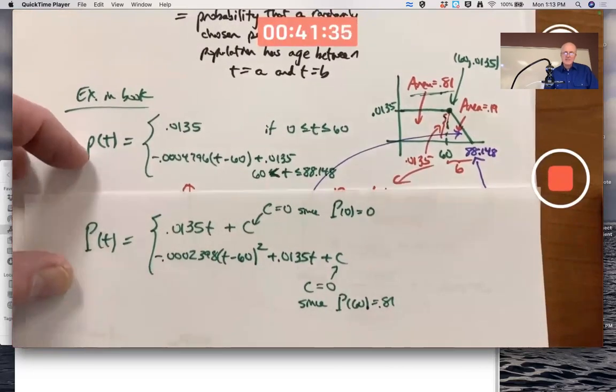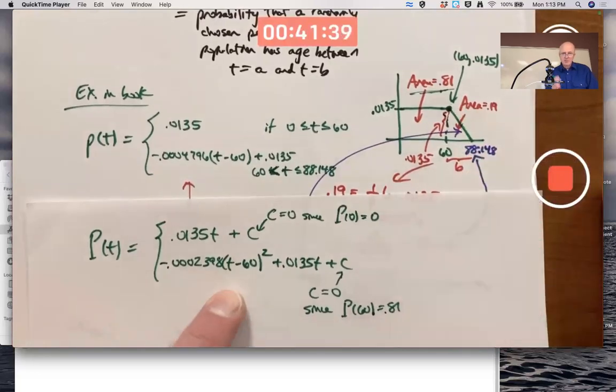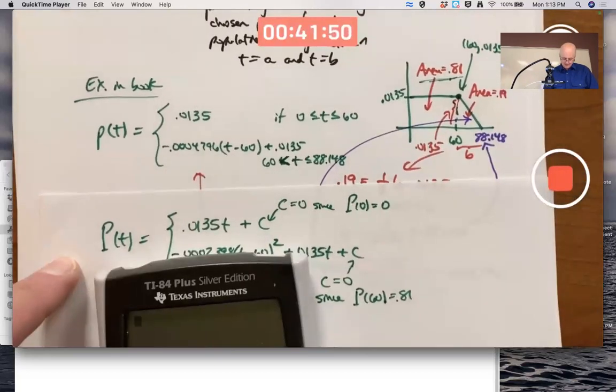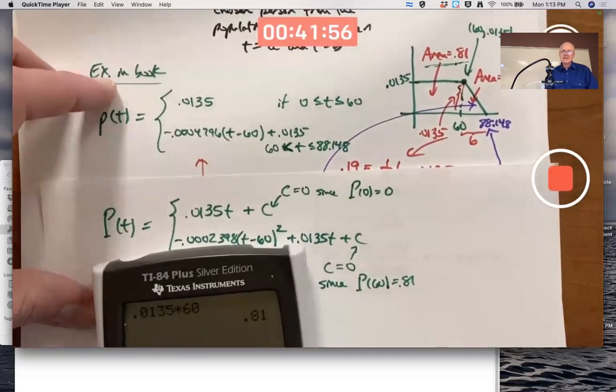Why did I pick 60? Well, partially because I knew the area of that rectangle is 0.81, and partially because if I plug in 60 right there, I get 0. 60 minus 60, 0. 0.0135 times 60, we already did that. 0.0135 times 60, that's the area of the rectangle, it's 0.81. It's already 0.81, so the c can be taken to be 0.